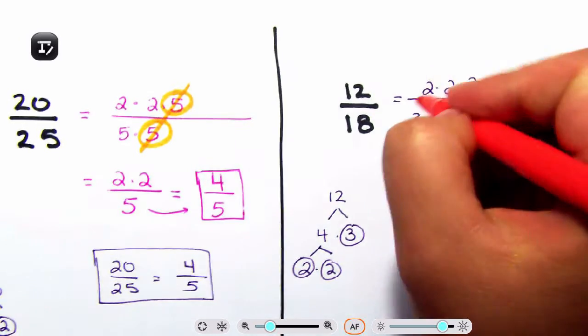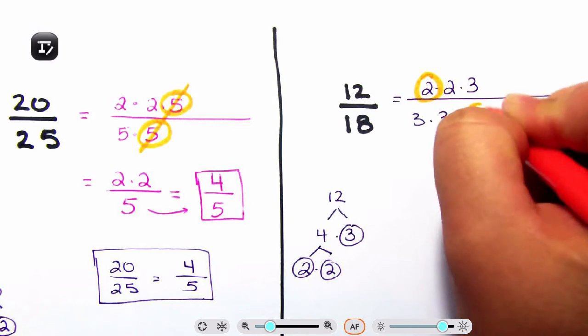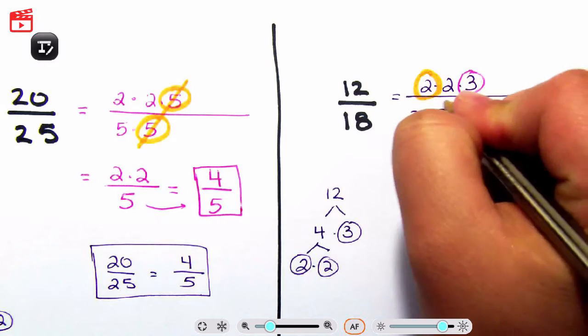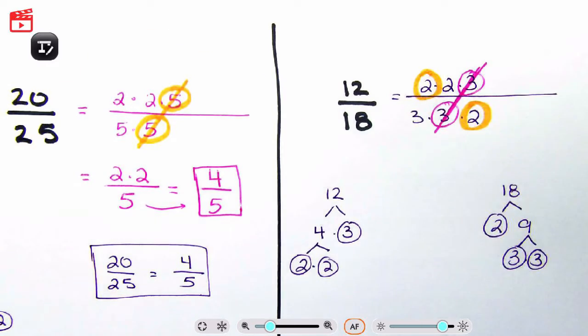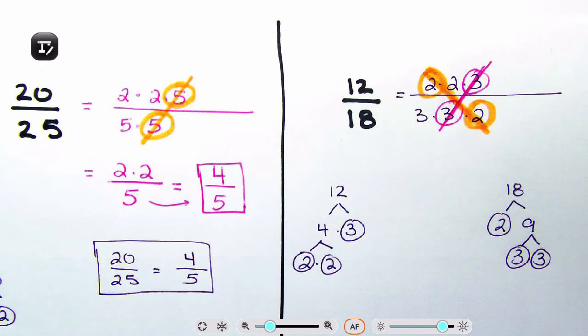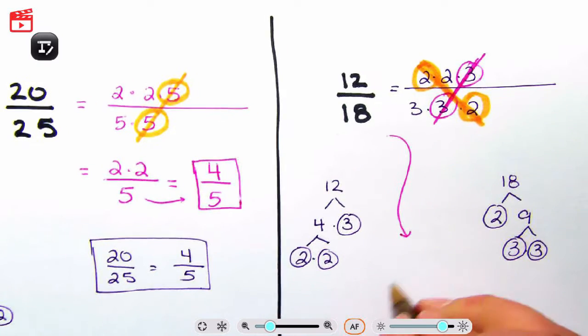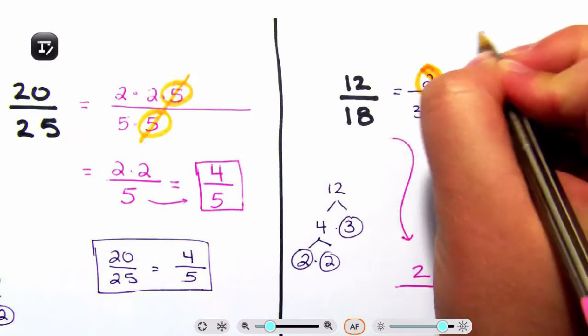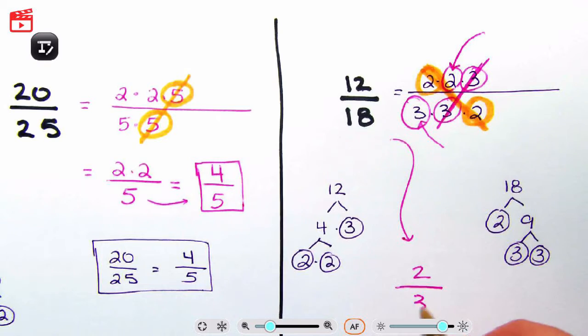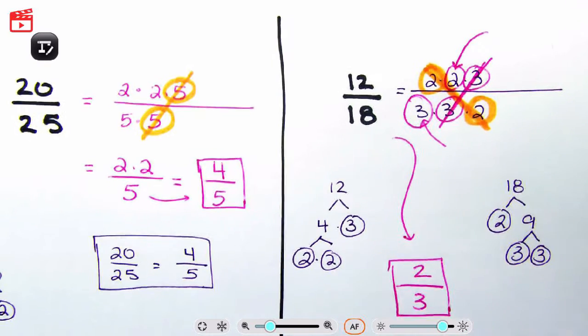So what do I have? I have a 2 on top, I have a 2 on the bottom. I also have a 3 on top, 3 on the bottom. So my 3's go away, and my 2's. These two. Now there are more 3's, there are more 2's. I just don't have enough on top and the bottom to match. So what do I have left over? I have a 2 left over on top, right here. And then I have a 3 left over on the bottom. 12/18 can be reduced to 2/3.